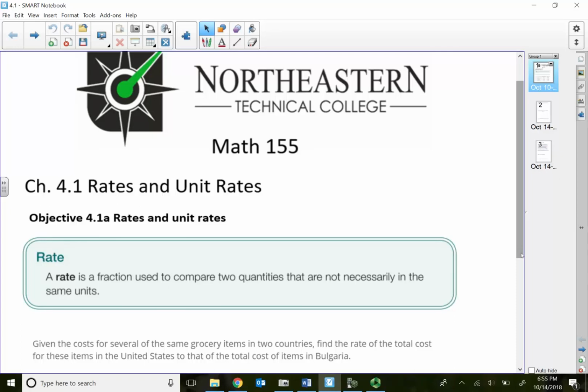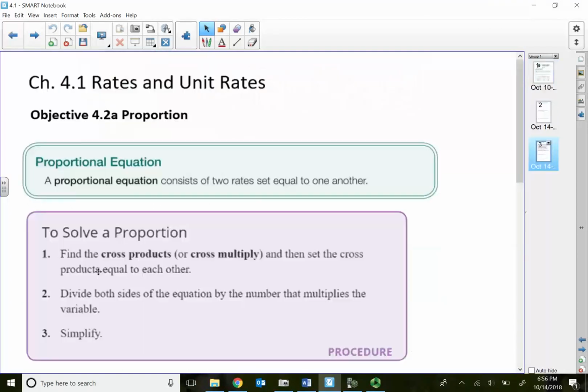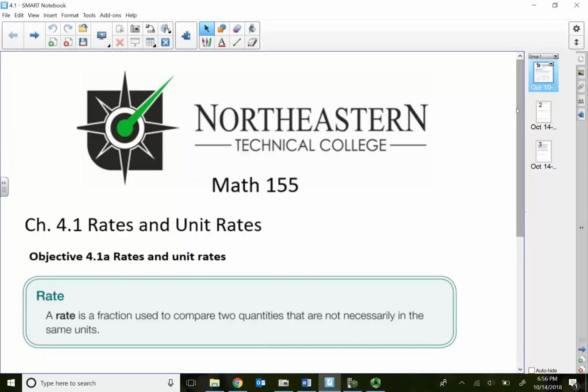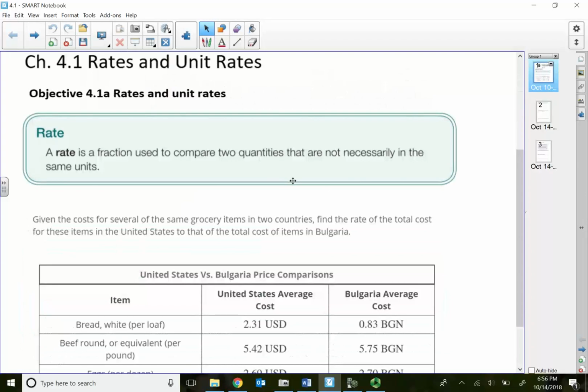Section 4.1, we talk about rates and unit rates. In this lecture video, I'm going to talk about rates and unit rates real quick, and in the next video in 4.1, we will talk about proportions. Rates and unit rates are basically the same thing, just where we write our answer is slightly different.